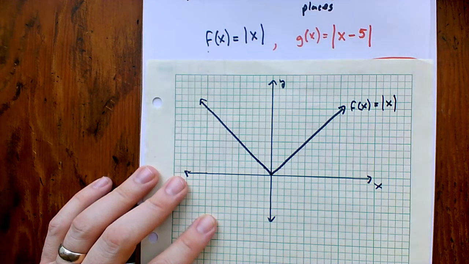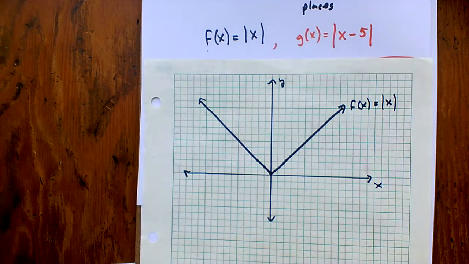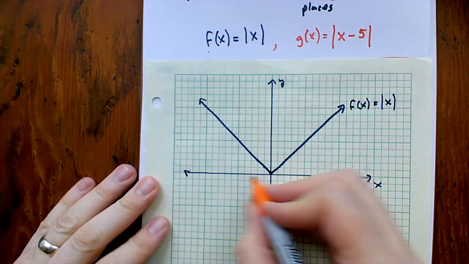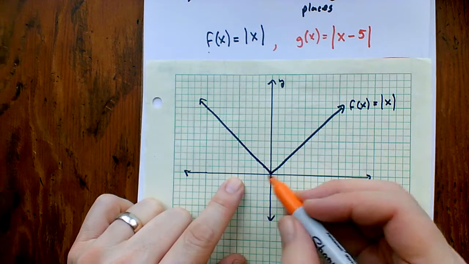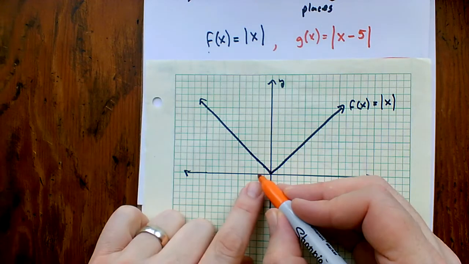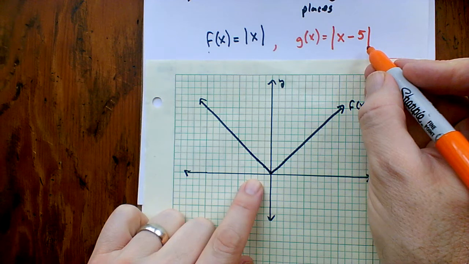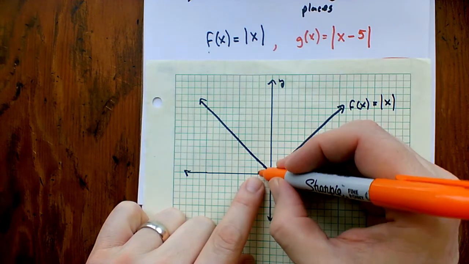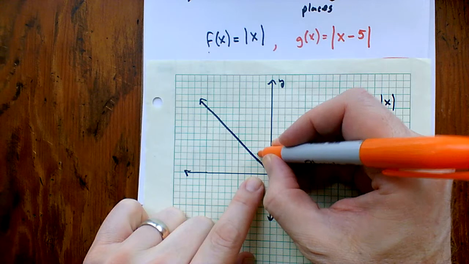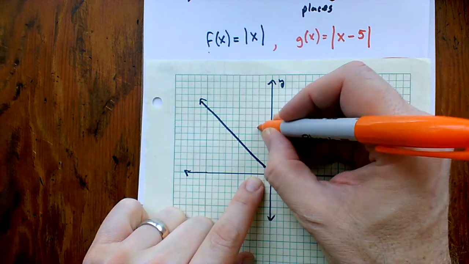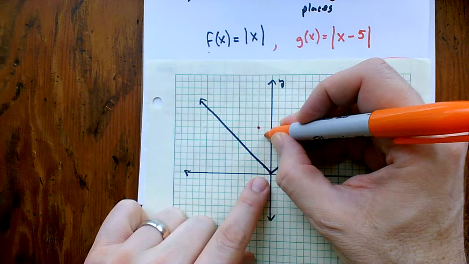And as we said, this shifts this entire thing to the right 5 places. So if I plugged in that -2 before, -2 minus 5 was -7, and then the absolute value is +7. So that's up 1, 2, 3, 4, 5, right there at 5, 6, 7.